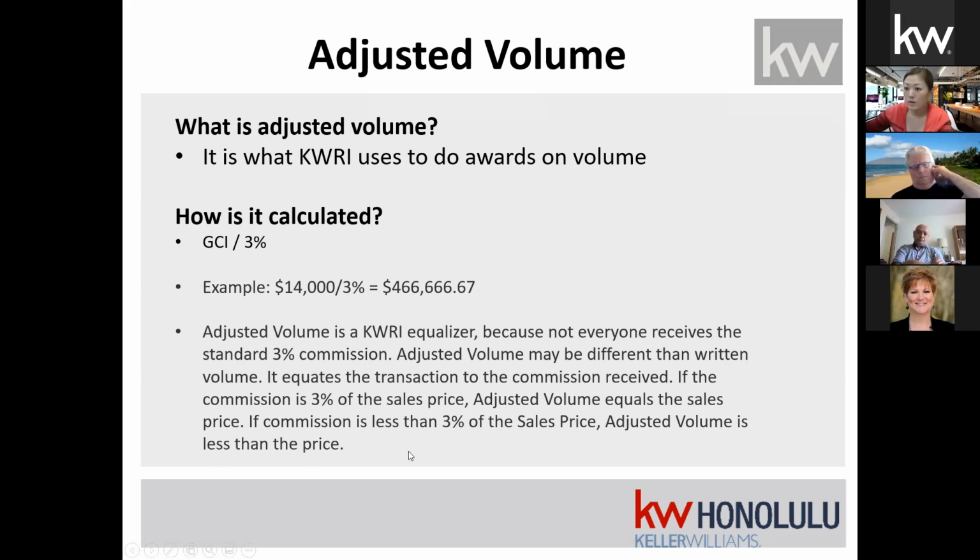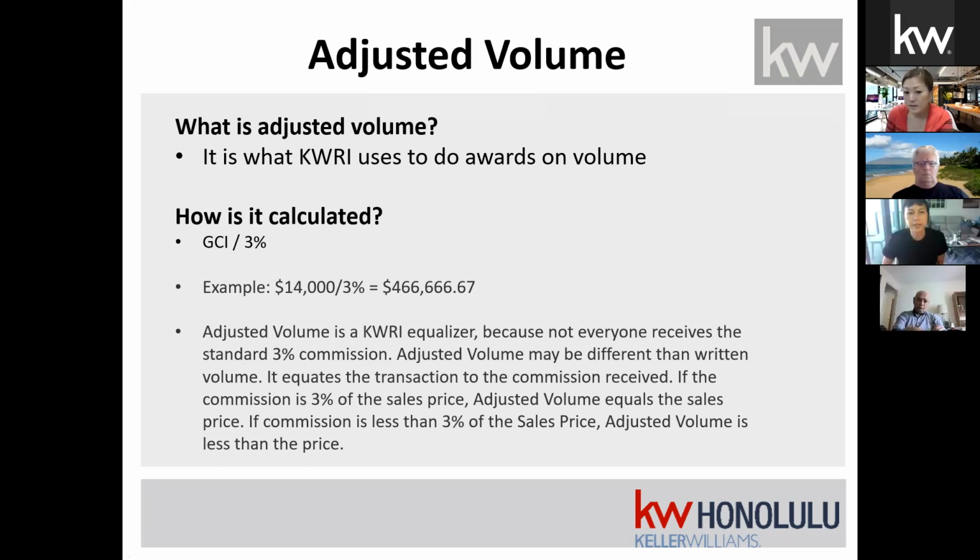I have a quick question, Kristy. I was wondering, of course, if it goes in reverse too, if you get like 3.5%, then your adjusted volume goes up? Yeah. Okay. Because it'll be 14,000 divided by 3.5%, and it'll go up. Okay, perfect. Thank you.